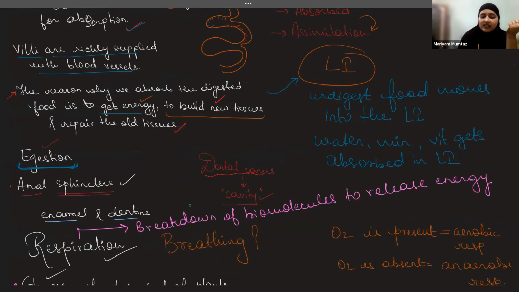Now, egestion takes place by the anus, and since it is one organ connected with another, the egestion process is regulated by the anal sphincter. Okay? Any doubts up till now? No, ma'am. So this is the whole entire process of digestion. So we have completed one life process of human beings, that is the digestion part. Do you have any doubts up till now?